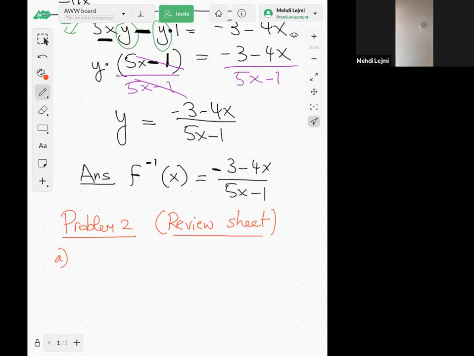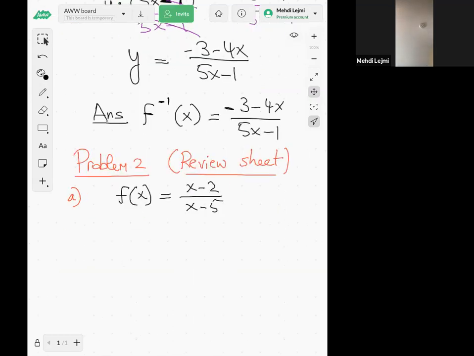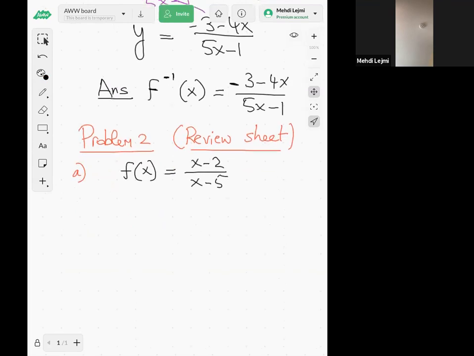Yeah, so for f of x, we have (x minus 2) over (x minus 5). So guys, in general, when you want to find the domain, there are two cases. If you have a fraction, then all you have to do is solve the denominator equal to 0.